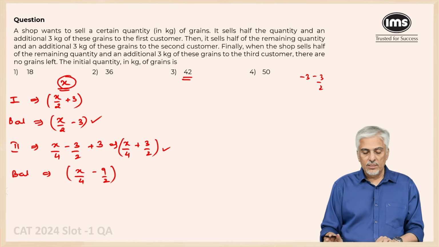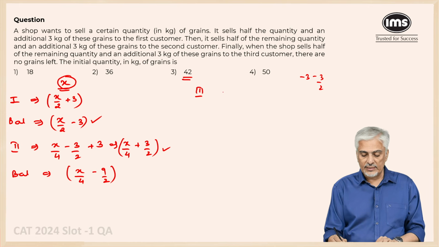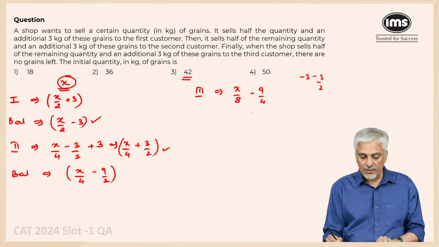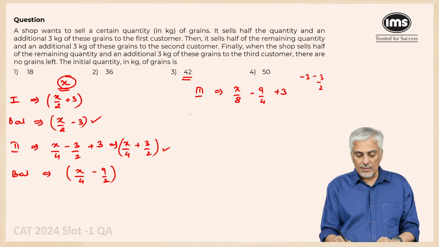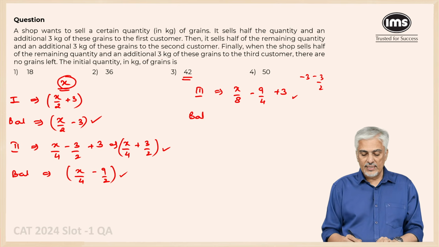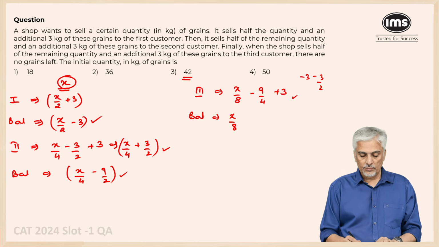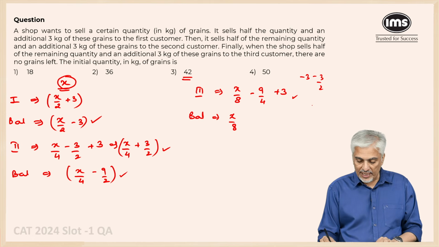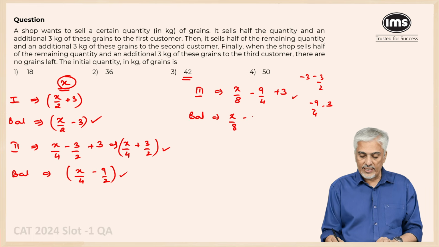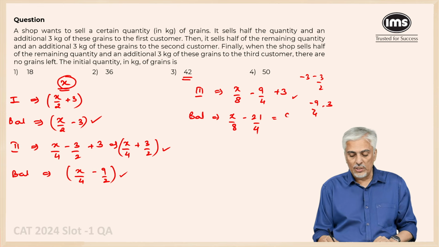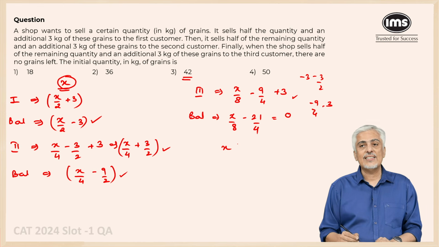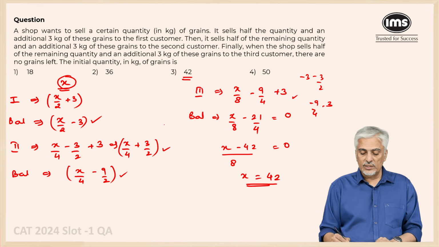Now what happens to the third customer? What is the third customer going to get? Half of this, that is x by 8 minus 9 by 4 plus 3. So what is the balance according to us? This minus this: x by 4 minus x by 8 will be x by 8, and minus 9 by 2 plus 9 by 4 will give me negative 9 by 4, and then a minus 3. So that will be negative 9 plus 12, negative 21 by 4. And this balance was equal to 0 because nothing was left. So if you take 8 as the LCM, you will get x minus 42 upon 8 is 0. So x is equal to 42, which is the third option.